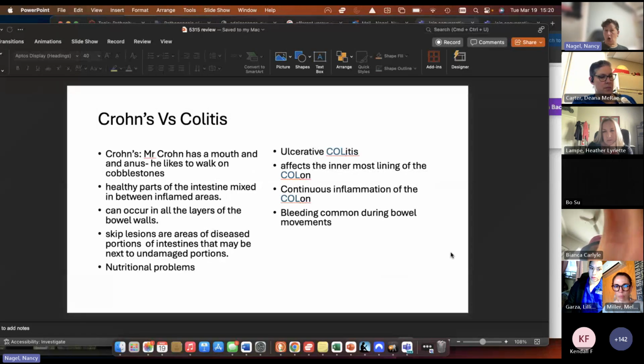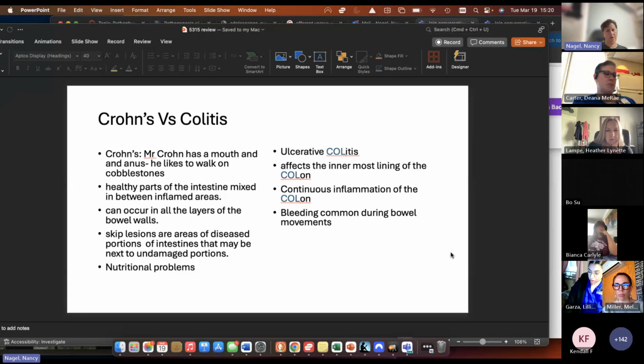I know this is a comprehensive review, but one of the things that I wanted to put on it is I personally have always had trouble remembering the difference between Crohn's and colitis. And so I just wanted to give you guys a couple study possibilities. Crohn's is something that can affect you from your mouth down to your anus. So your entire intestinal or ingestion system. And so the way I remember it now is Mr. Crohn has a mouth and an anus.